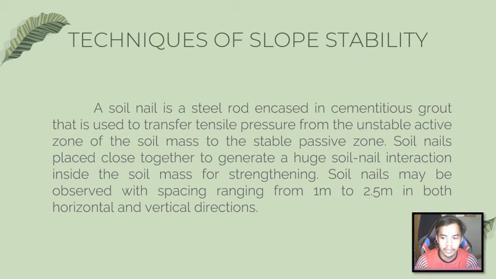Today I will explain about the technique of slope stability that has been proposed for this project. A soil nail is a steel rod encased in cementitious grout that is used to transfer tensile pressure from the unstable active zone of the soil mass to the stable passive zone. Soil nails are placed close together to generate a huge soil-nail interaction inside the soil mass for strengthening. Soil nails may be observed with a spacing ranging from 1 to 2.5 meters in both horizontal and vertical directions.